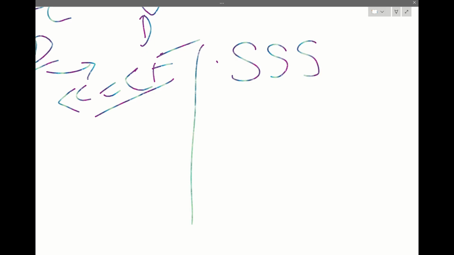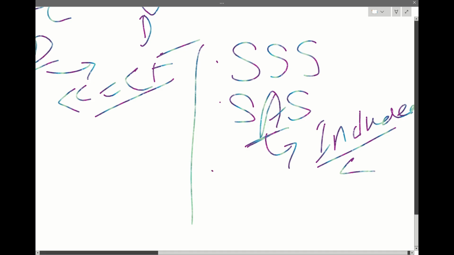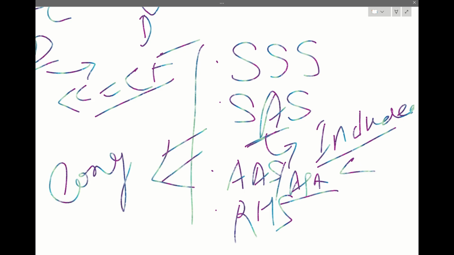First it's the side-side-side criterion, which we saw before, and next it's side-angle-side, where this angle is basically the included angle, that means this angle is between these two sides. Thirdly, angle-side-angle or angle-angle-side. And then RHS: right angle, hypotenuse, side. On the basis of such classification, triangles are said to be congruent triangles.